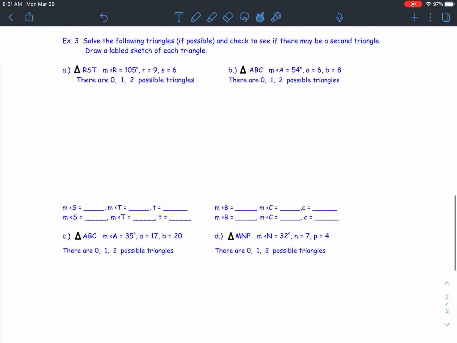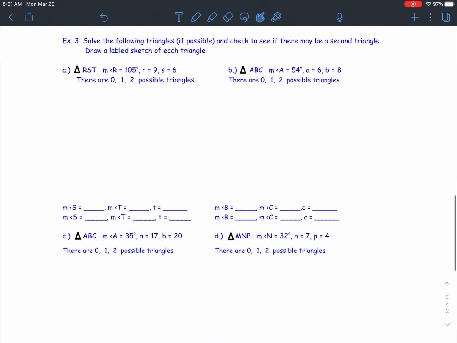So here's what you're going to do at the beginning. You're simply going to draw a triangle. Now let's look at the angle that they give us. They're giving us angle R is 105 degrees. So I'm going to at least try to draw it in such a way that it looks like angle R is obtuse. So 105 degrees we'll say there. Side R they give us is 9, and then side S is 6.